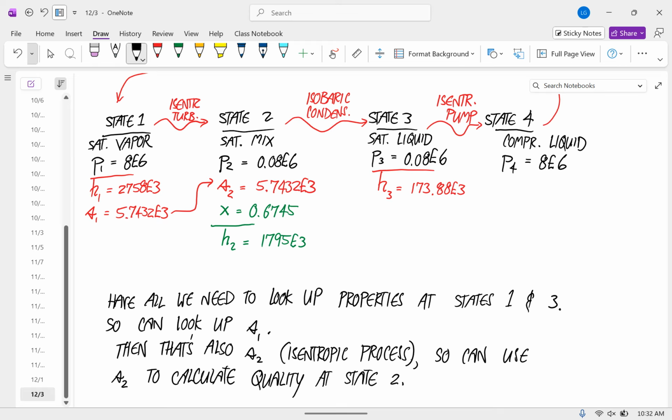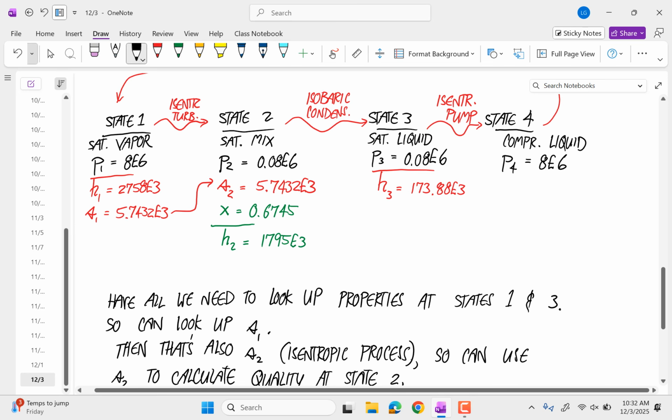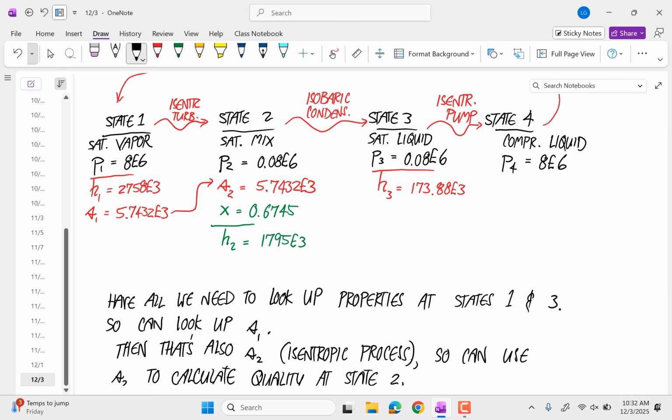Couldn't we use the same specific entropy for states 3 and 4? Yes, they do. So you could enter in specific entropy. Well, we don't have the specific entropy here. I guess we could look it up. Yep, you could do that, and then you could use pressure and specific entropy. Yes, you totally could do that.